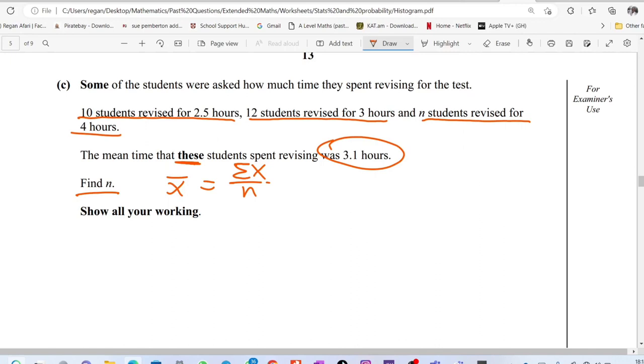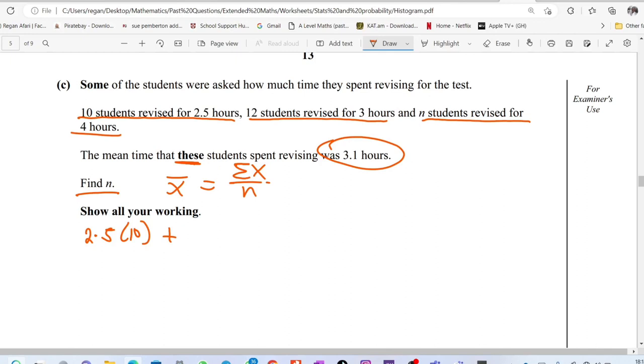So, sum of hours. If 10 students use 2.5 hours each to study, that means the total hours they spent studying should be 2.5 times 10. So they spend about 25 hours, because each of the 10 students is revising for that. So their combined hours is that.